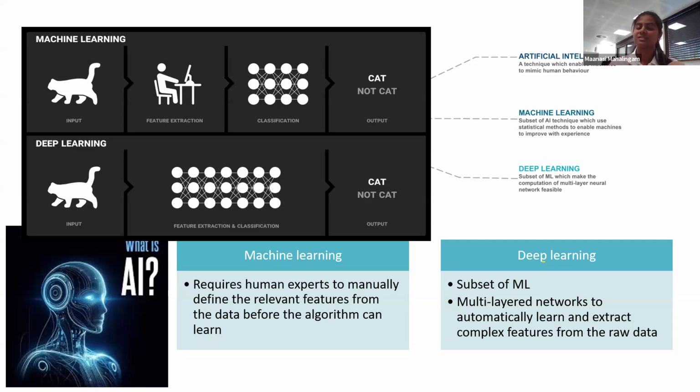Whereas deep learning is a subset of machine learning where we don't give any feature extraction. It just learns on its own with the data sets we provide, and then it itself gives us cat and not cat. So this is the main difference between machine learning and deep learning. In deep learning, as the name suggests, it has a multi-layered network to automatically learn from itself and extract complex features from the raw data.